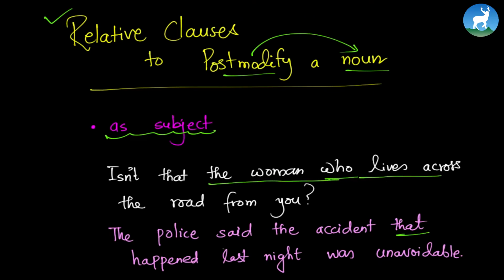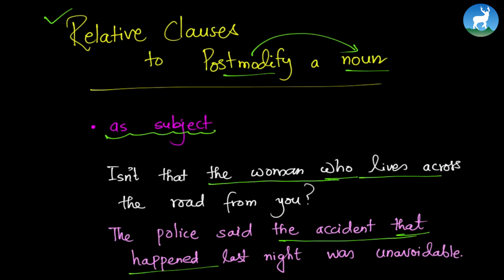In the second example, you would find the relative clause: the police said the accident that happened last night was unavoidable. So the accident that happened is the relative clause. Now the relative pronoun is the subject of the clause. That is why we do not repeat the subject, right? So we are talking about the woman. We don't say something like the woman who she lives across the road, or the tiger which it killed. We don't write like that.